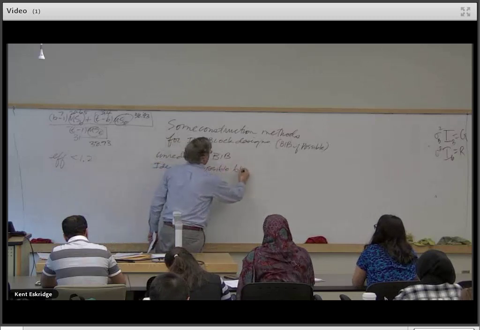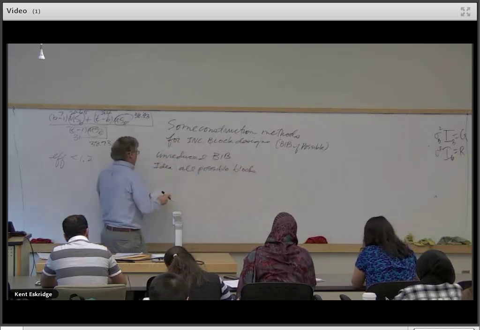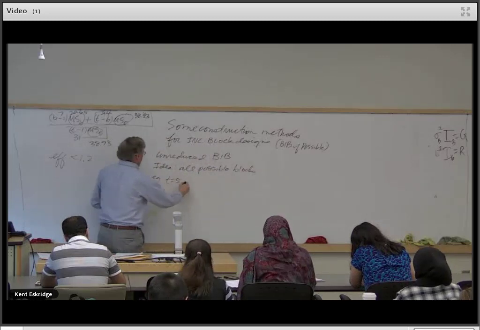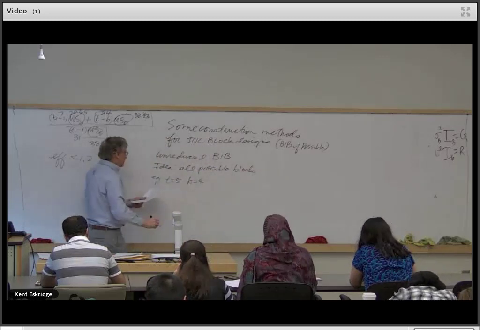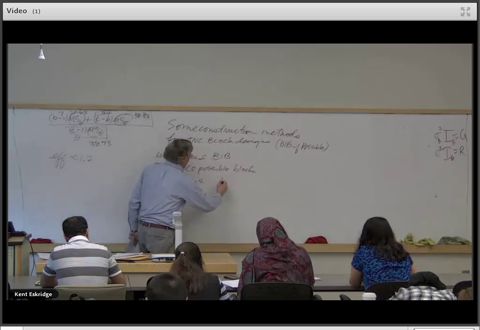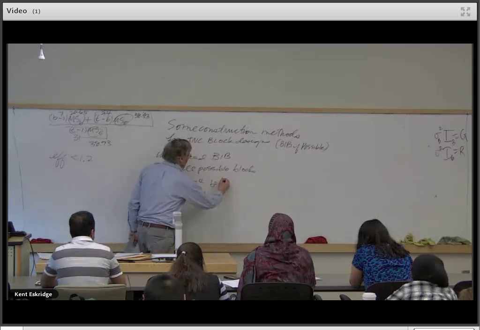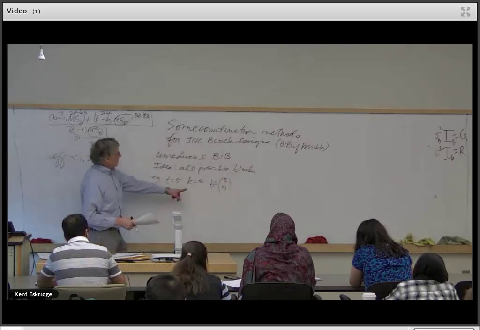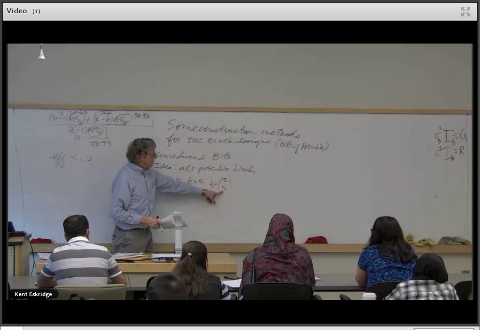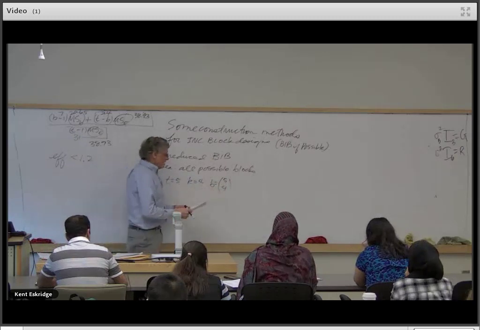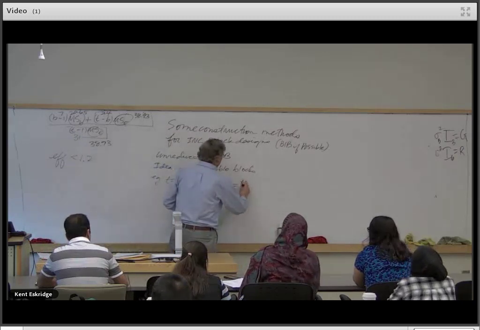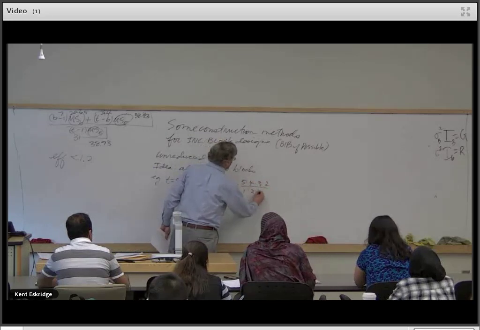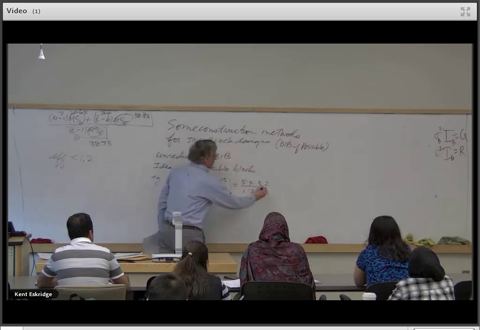All possible blocks. So for example, I have 5 treatments and 4 units per block. And so how do I get all possible blocks? I just take 5 choose 4, all possible 4 treatments out of 5. And now what is that? Well, that's 5 times 4 times 3 times 2 over 1 times 2 times 3 times 4. And that's just 5.